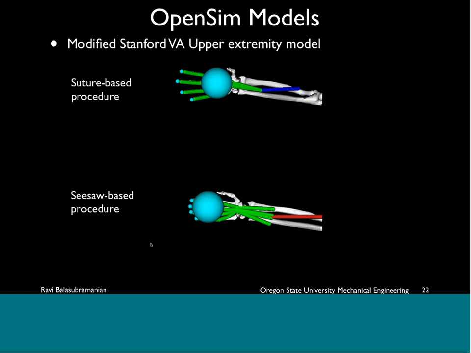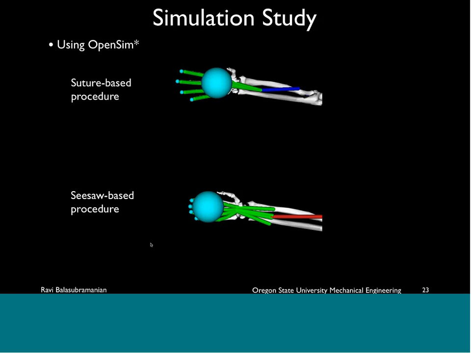Okay, so I want to give you a couple of quick videos of the simulation study in OpenSim, and I want to highlight here that we assume that once the fingers make contact with the object, they don't actually slide on the object. So it's a little bit different from the cadaver experiment, but it tells us a really good measure of how well the suture-based procedure and the seesaw mechanism-based procedure are allowing the fingers to adapt to the object. Okay, so here's the video.